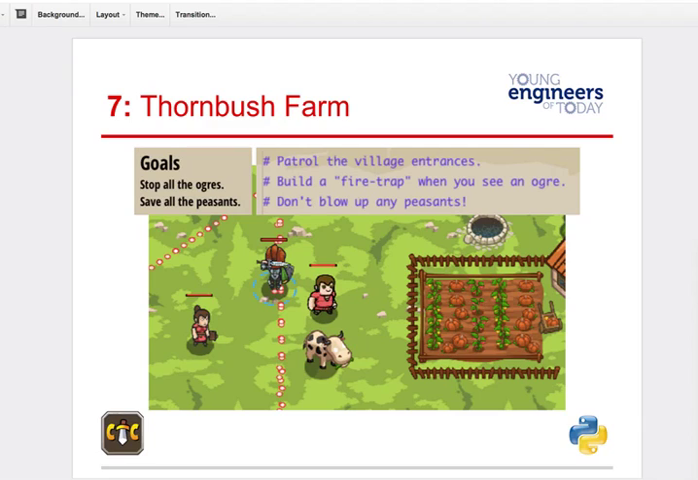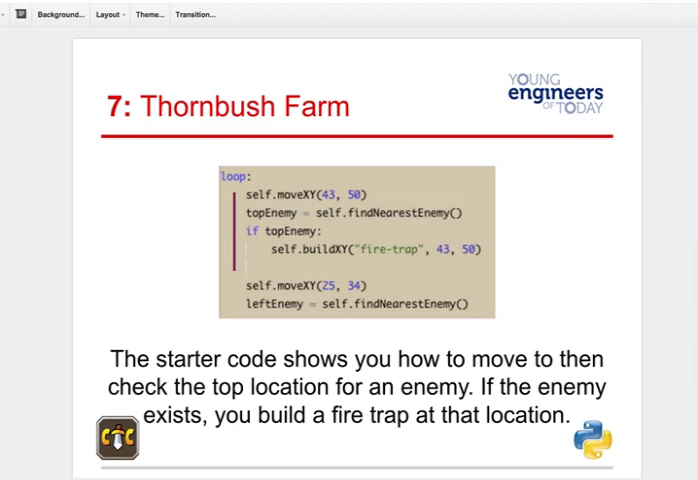Thornbush Farm: patrol the village entrance, build a fire trap when you see an ogre, don't blow up any peasants. Seems straightforward. Again, you've got another loop. You're going to say self-move to 4350. Find the nearest enemy, and this at the top. If top enemy, build a fire trap. Else, move to 2534. Find the enemy and go to left enemy.